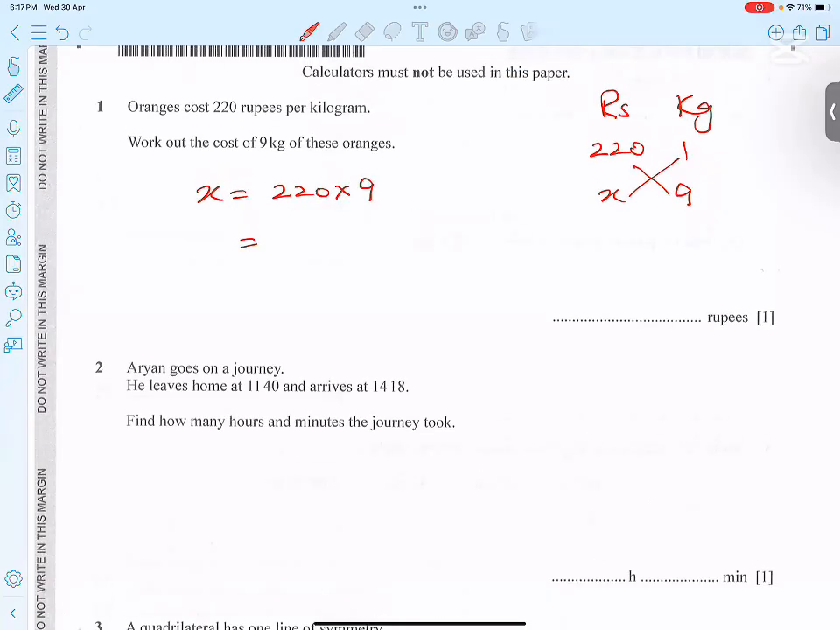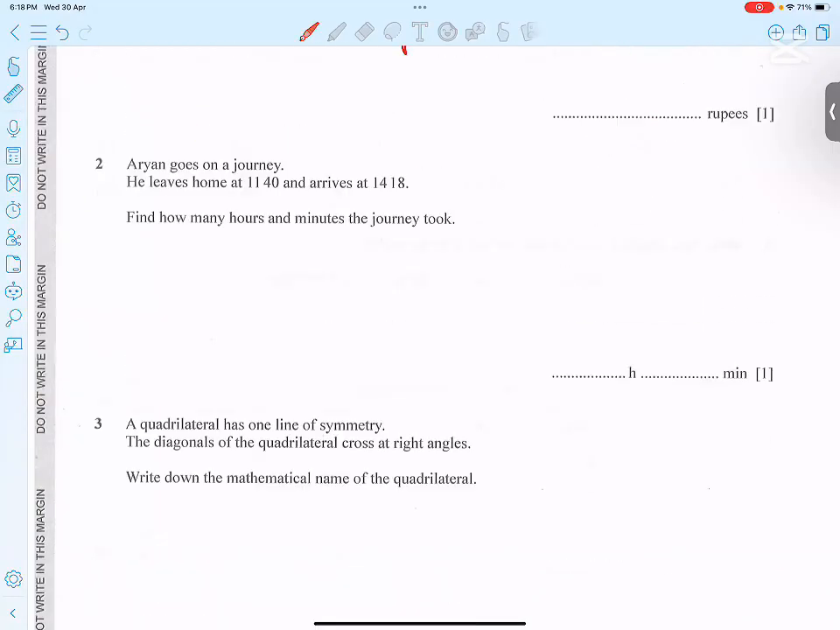And this is without calculator. Calculator must not be used. Okay, 9 twos are 18, 1 carry and 19, and 900. I hope you got it. So the cost of 9 kilograms is very clear, this many rupees. Let's go for the next question.